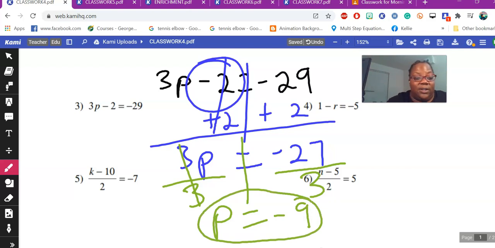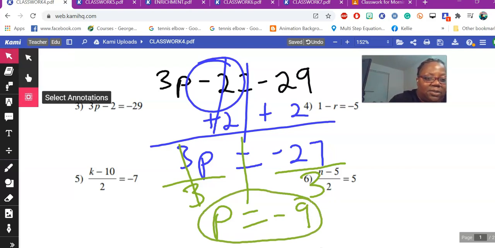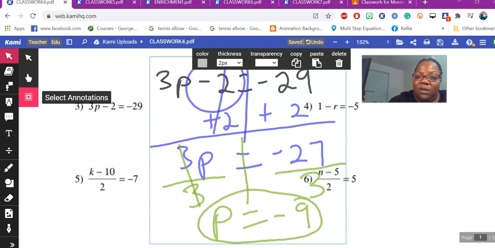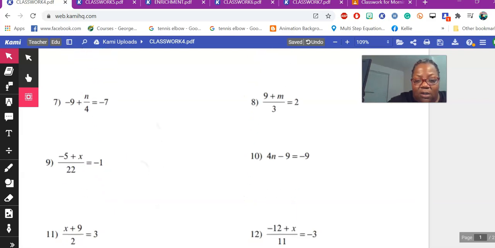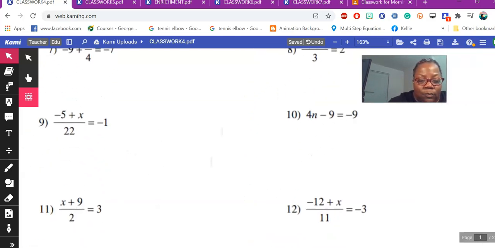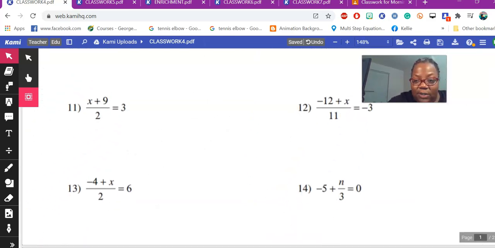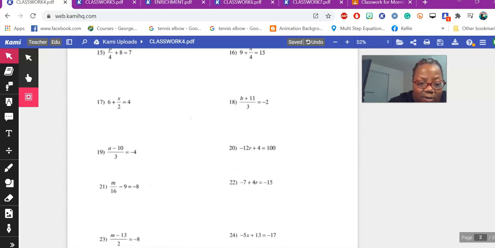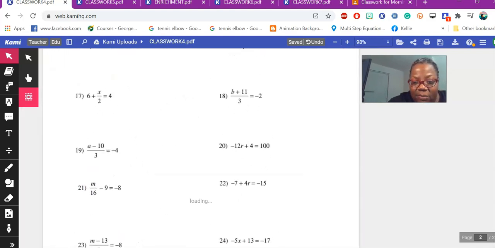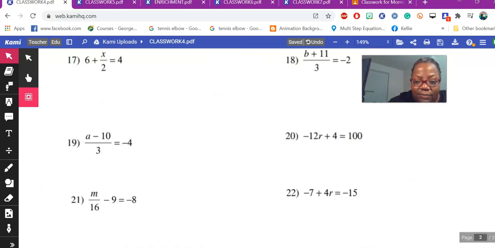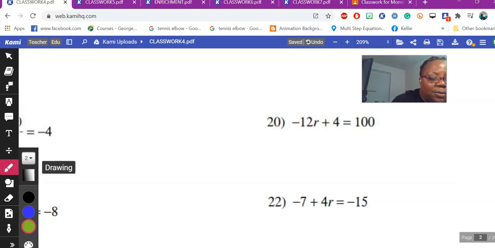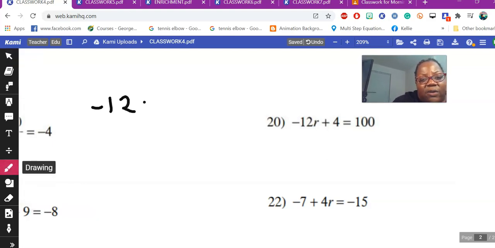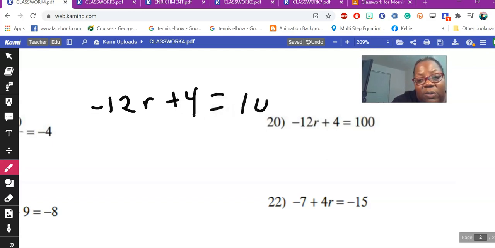Let's try another one that looks like a multiplication problem. Let's see, there's a lot of problems on here. Looking for a good multiplication problem to practice, we will do number 20. So, looking at number 20, let me rewrite it over here. I have negative 12r plus 4 equals 100.